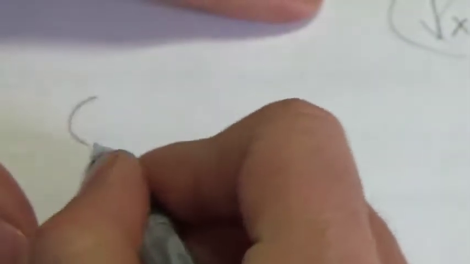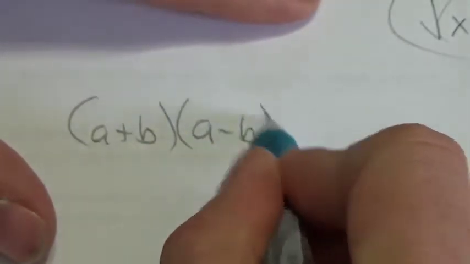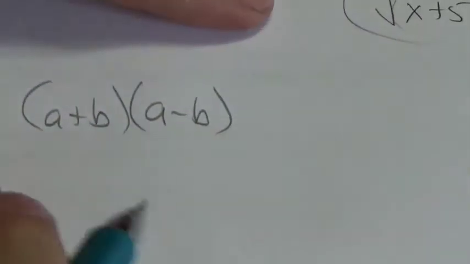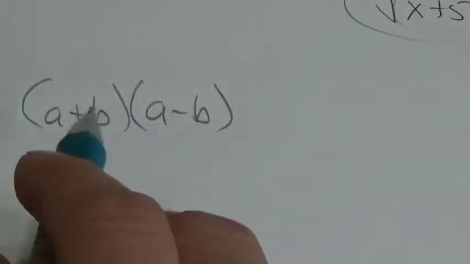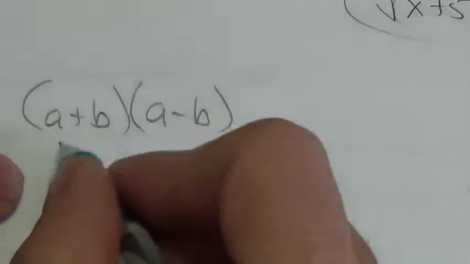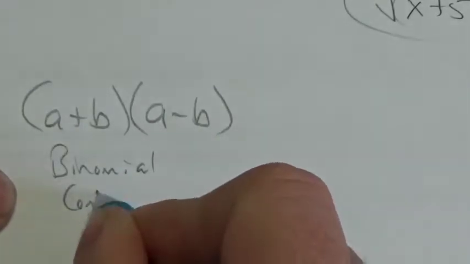So then we need another approach. And the other approach is basically this right here. If you've got a plus b, if you multiply this by a minus b, I want you to see what goes on here. Now, you've seen this before because when we talk about factoring, when we introduce factoring, we talk about difference of squares factoring. So you have seen this before. We call these binomial conjugates.